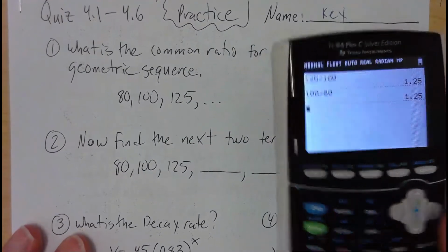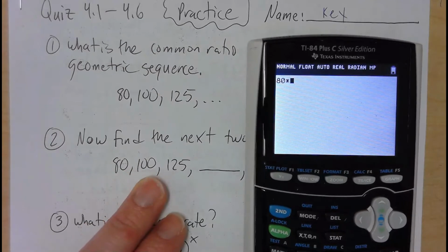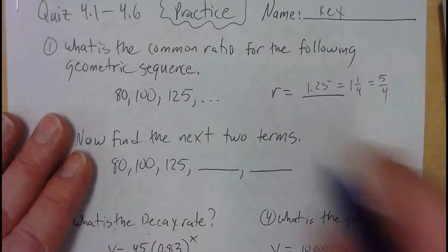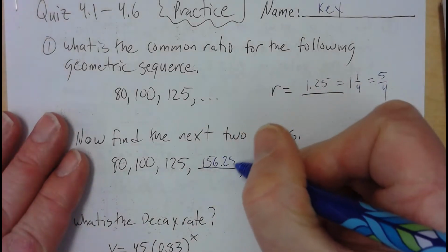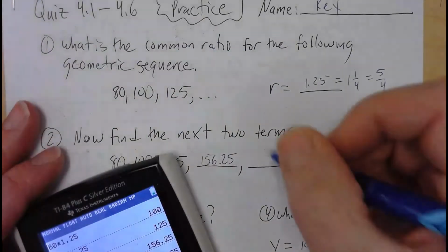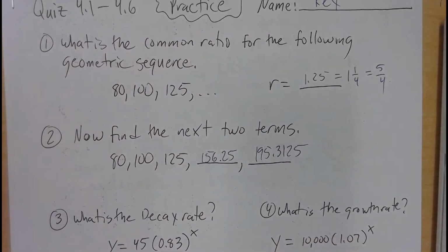And then you're going to find the next two terms. Well, let's just make sure that it works. If I do 80 and then I do times 1.25, I get the 100, right? And then times 1.25, and I get a 125. And then I can just hit times 1.25 again. So there's 156.25. And then I can just hit enter again. Once you get it programmed in there, you just keep multiplying the previous answer times the 1.25. So 195.3125. So there's the answer to that.